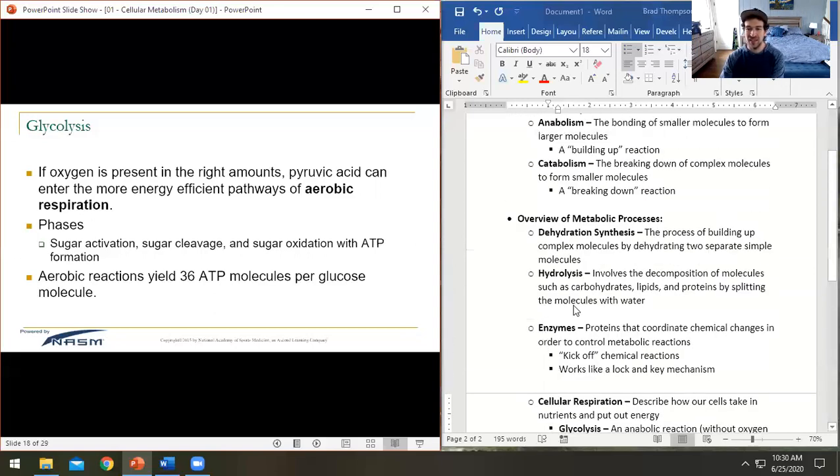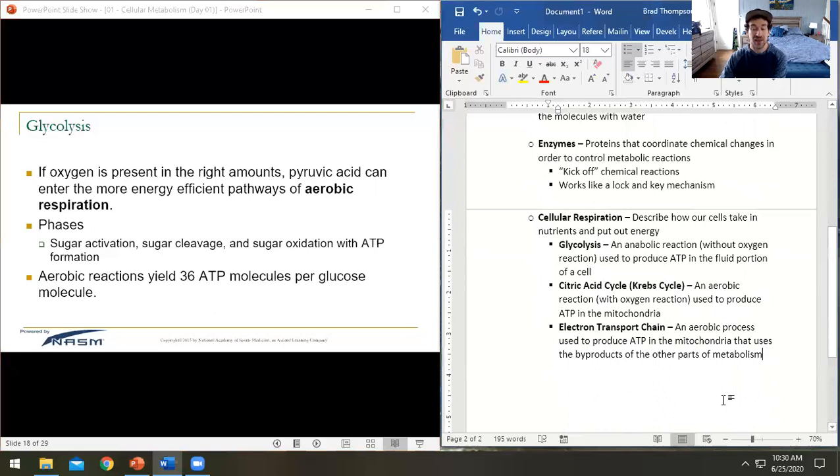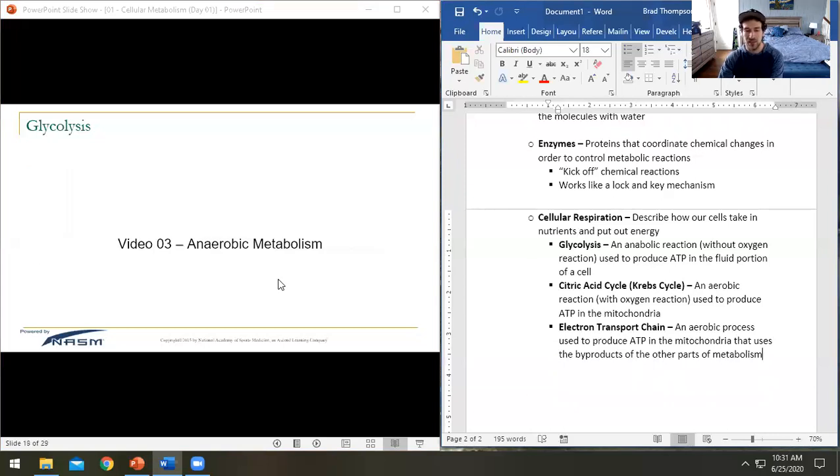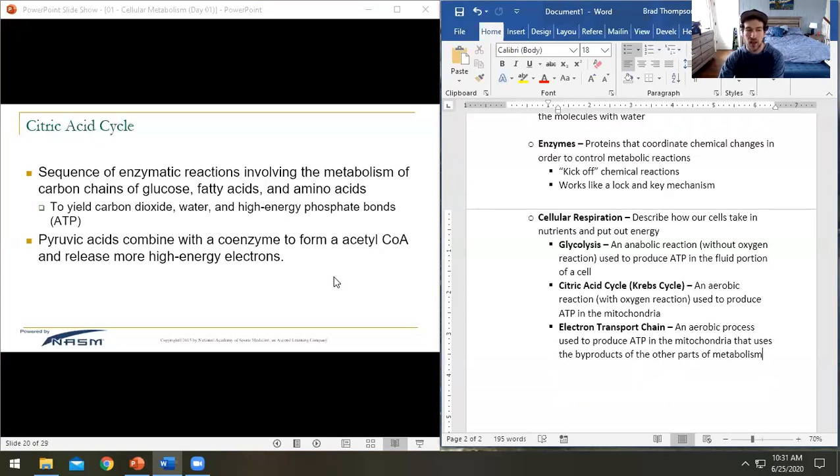So taking a look at our next bit, if we're looking at aerobic reactions, there are two types. Once you're done with glycolysis and it passes into the mitochondria, you're going to get another about 36 molecules of ATP: 2 from the Krebs cycle and 32 to 34 from the electron transport chain. So what is the citric acid cycle?